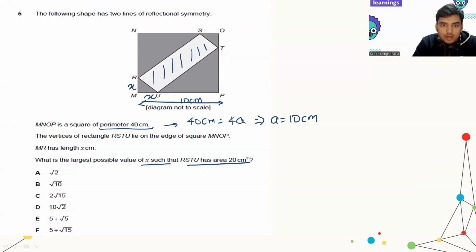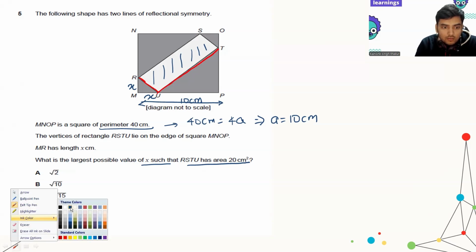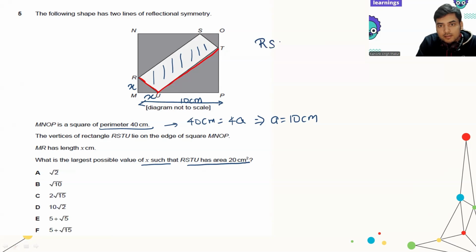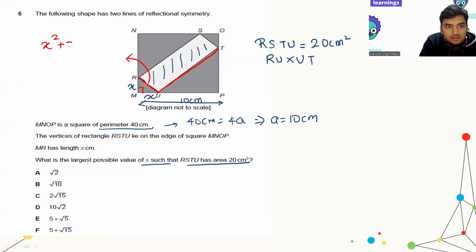So now, if you have to find the area of RSTU, it would be RU times UT. It is given to you that the area of RSTU is 20 centimeters squared. So RSTU will be RU times UT, and I have to get the two sides of this rectangle. How will I get it? With the help of Pythagoras theorem. See now, this is x, this is x, and this angle is 90 degrees. So I will get x squared plus x squared equal to RU squared, which means RU will be equal to root 2 times x.